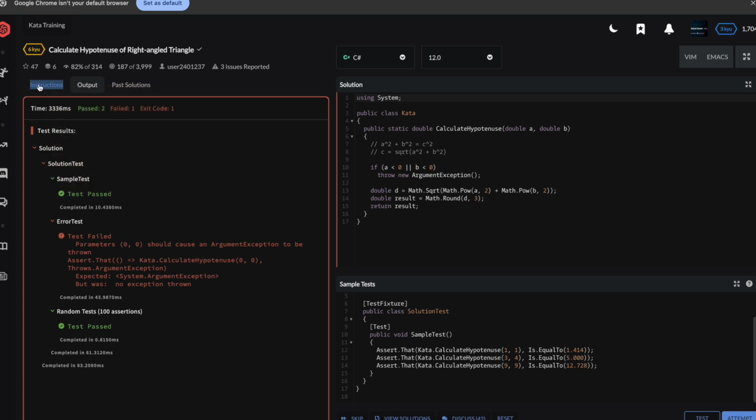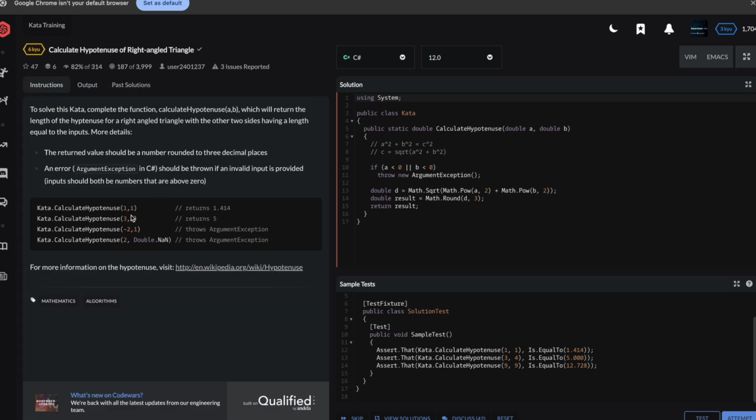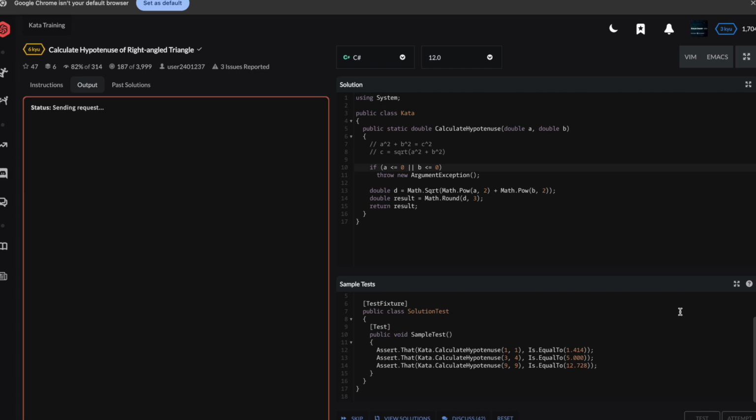And again, that wasn't shown in the examples here, but it was, here we go. Inputs should both be numbers that are above 0. Notice I said less than 0, so it wouldn't throw the exception if the arguments were equal to 0. So we can clean that up by simply saying less than or equal to 0. Good. Oops, that was test again. Test should be fine. I'll hit the attempt.